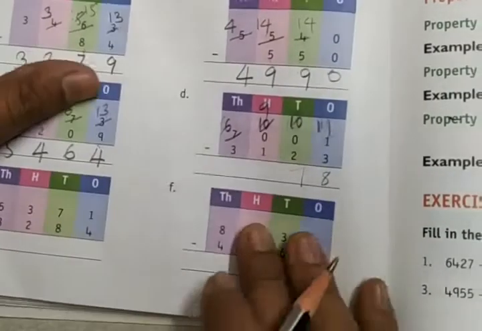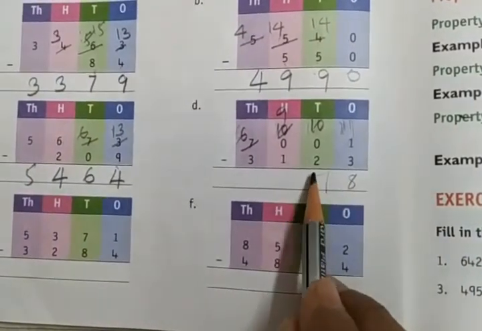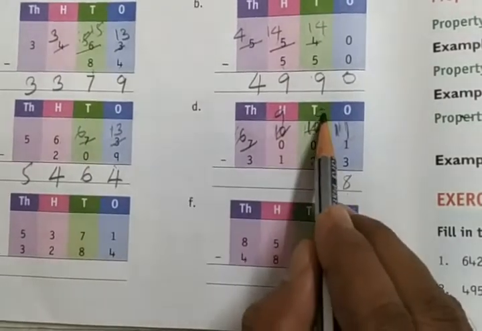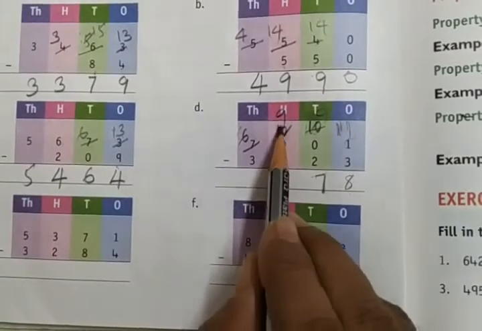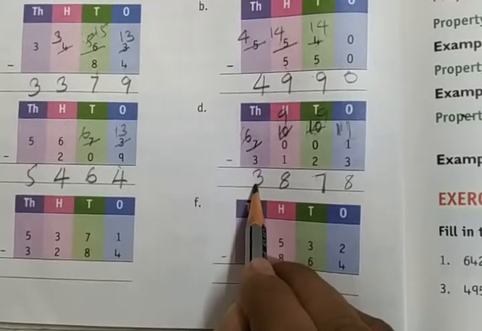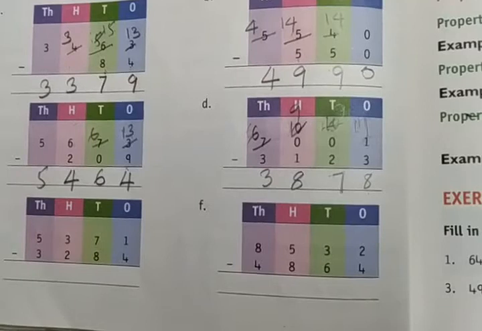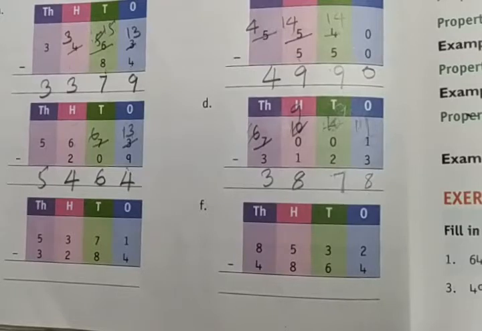Okay, same thing here. 11 minus 3 is 8. Then 10 minus 2: since one is taken from this, it will become 9. 9 minus 2 is 7. And here it is 9. 9 minus 1 is 8. And here 6 minus 3 is 3. Okay, clear? So this is how we have to do the subtraction, right?